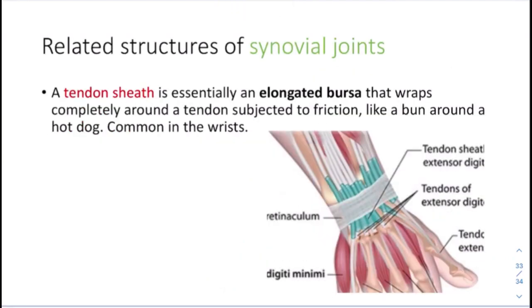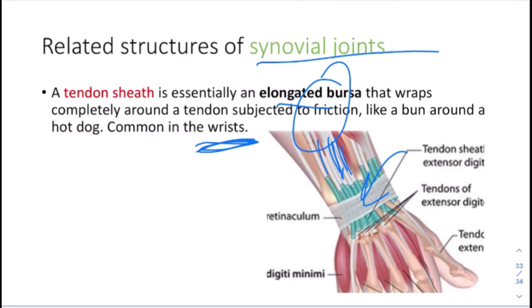Okay, so the final structure we're going to talk about that's related to synovial joints is the tendon sheaths, which we also talked about before. It's basically an elongated form of a bursa. It wraps around the tendons. So these white things here are the tendons, which attach to muscle. And then you can see in blue are the tendon sheaths. So they wrap around the tendons and protect the tendons, and they're common around the wrists, like right here.